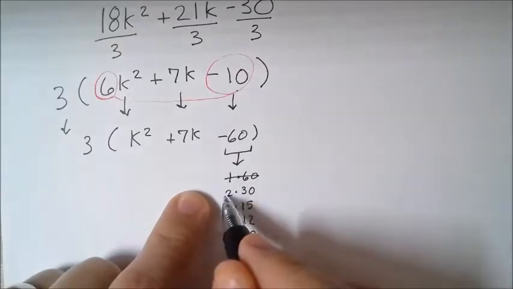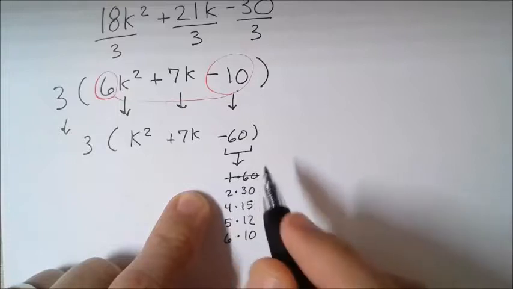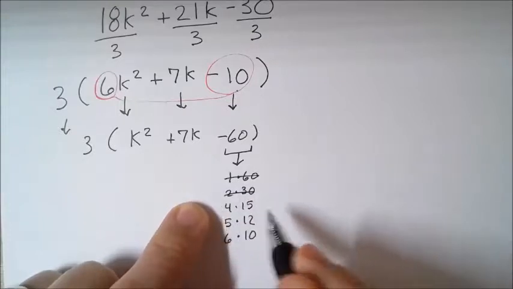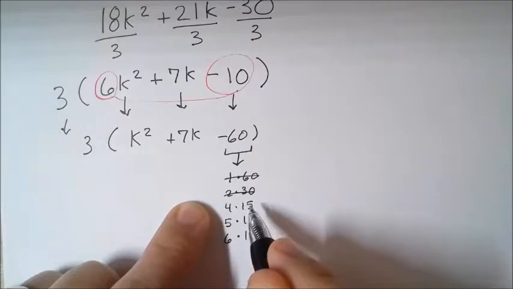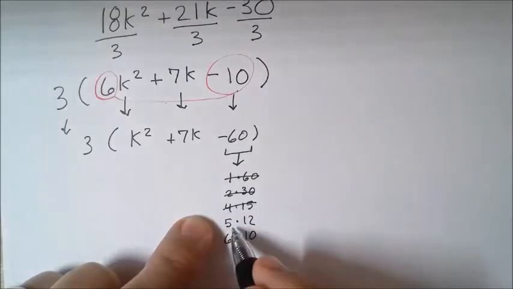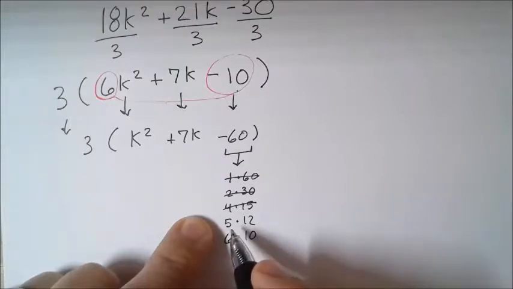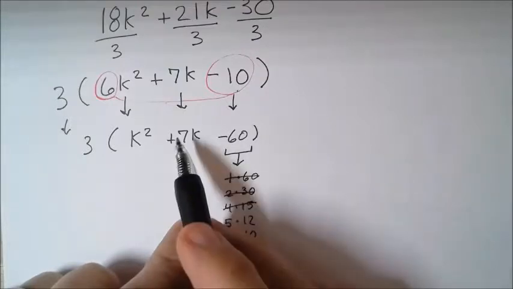2 and 30, well, 2 plus 30 is 32. And 30 minus 2 gives me 28. So it can't be 2 and 30. 4 and 15, that'll give me 19, and it'll give me 11. So it can't be that. Now, if I add 5 to 12, it gives me 17. But if I subtract 5 from 12, it gives me 7.